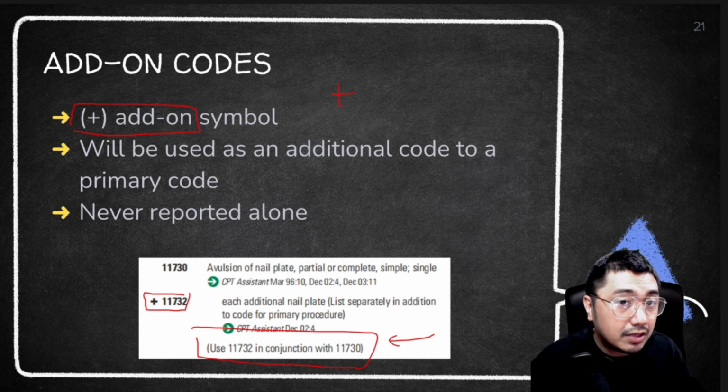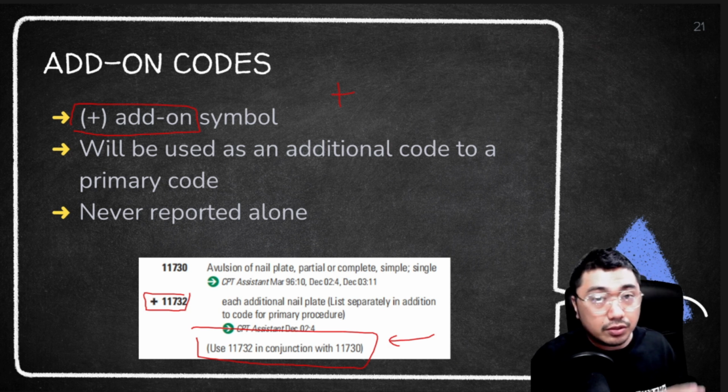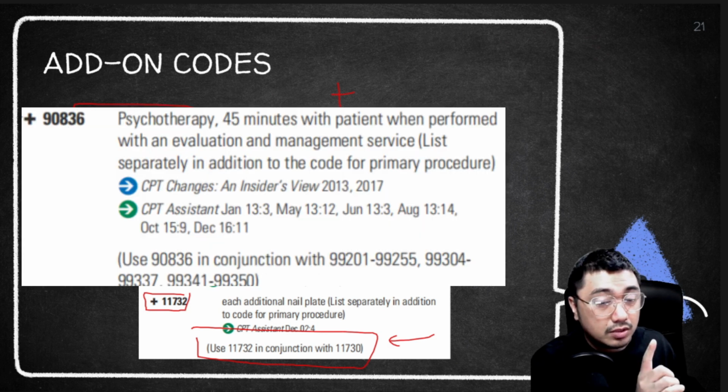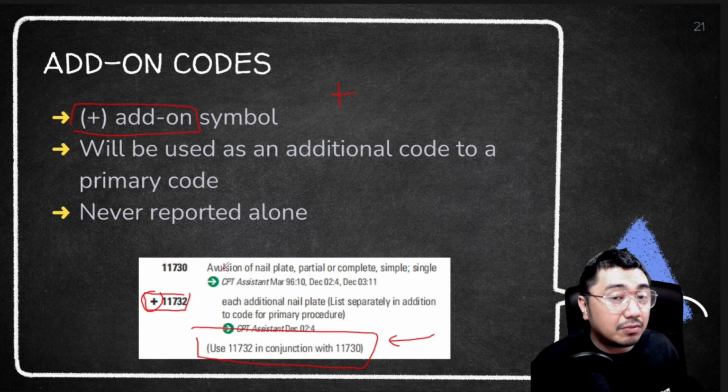Some add-on codes can be applied to multiple codes. It's not always applicable to just one code. Sometimes it can be added to more than one code. So just make sure to check this, and it can never be reported alone.